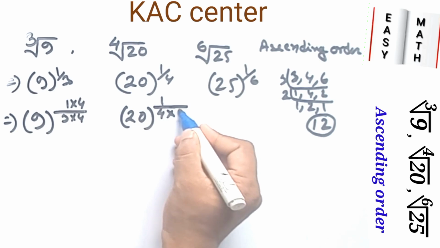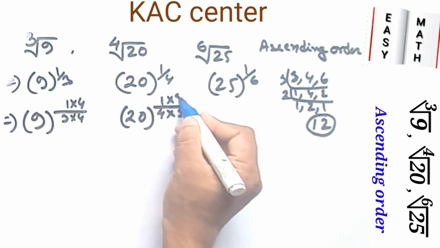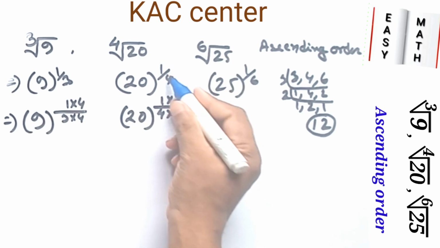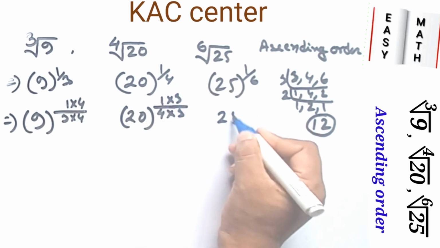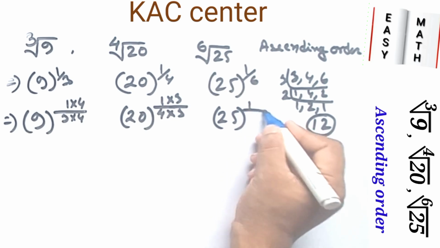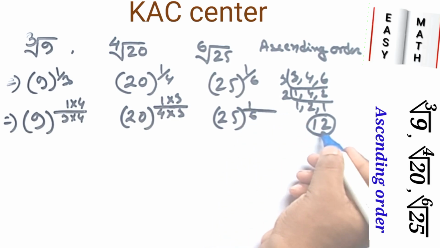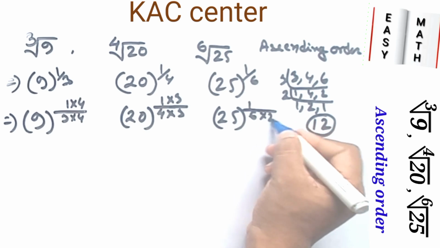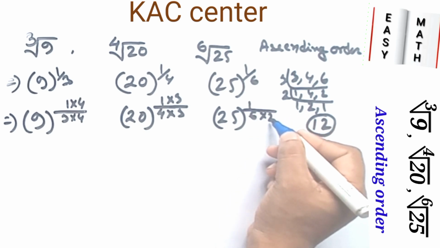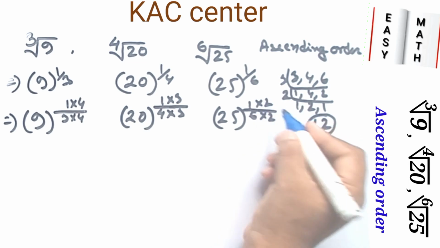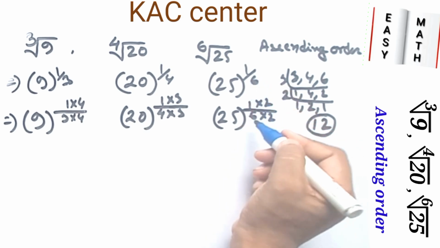So 4 into 3, this is 12. So there is the 3, 3 cut 1 by 4. And similarly this we can write as 1 by 6, and we make the LCM 12. So this is 6 into 2, 12. So here is 12, 2 cut 1 by 6.